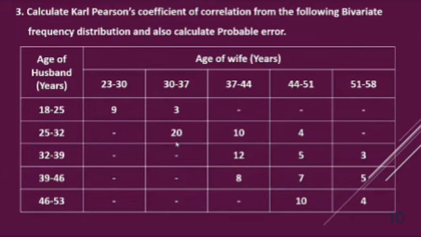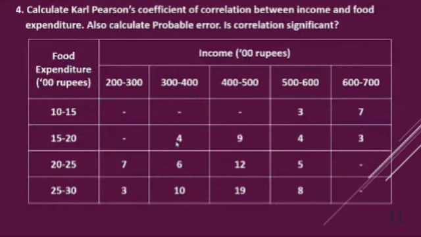Next, it is similar to the previous problem. Calculate the correlation coefficient between income and expenditure. The values are given in terms of 100 rupees, in the sense 200 into 100, that means 20,000 to 30,000, 30,000 to 40,000. Of course, that has nothing to do with it, because you know the correlation coefficient is a constant. Since you are multiplying by 100 for all, it is not going to make any difference. You calculate it directly for this table.